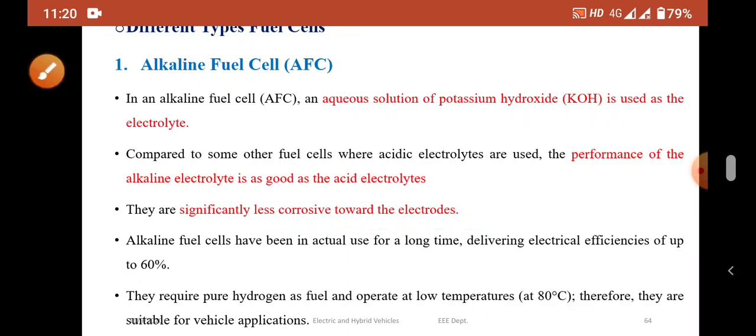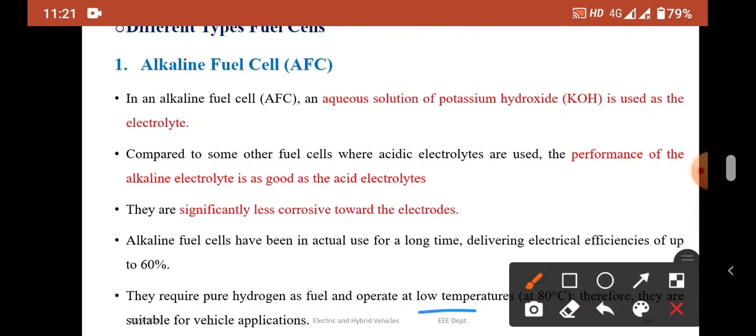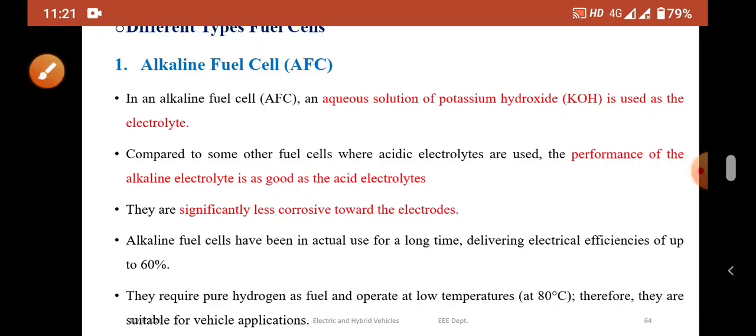The disadvantage of this fuel cell is that it requires pure hydrogen as fuel and it operates at low temperatures, about 80 degrees Celsius. Since it operates at low temperatures, we can use this fuel cell for vehicle applications. So that is alkaline fuel cell.